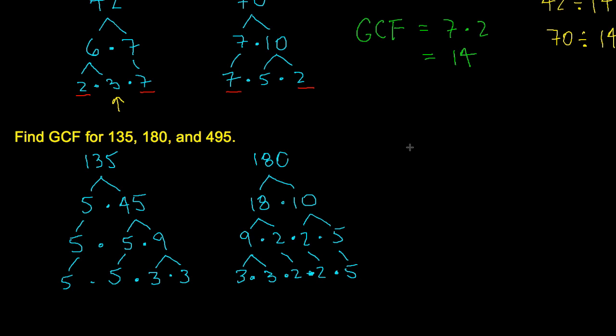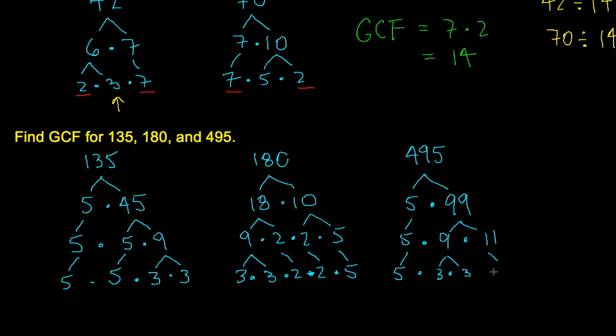Finally, the 495. 495 factors to be, once again, it's divisible by 5. 5 times, in this case, 99. 5 is prime. 99 factors to be 9 times 11. The 5 is prime. The 9 can be factored to be 3 times 3. And the 11 is prime. And so 495 is a 5 times a 3 times a 3 times an 11.